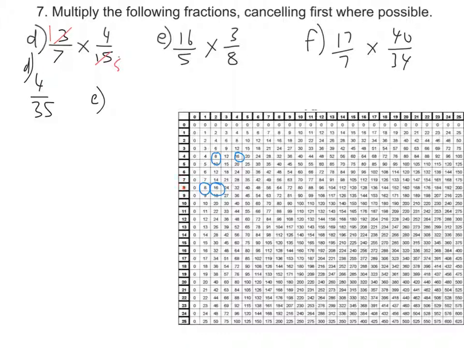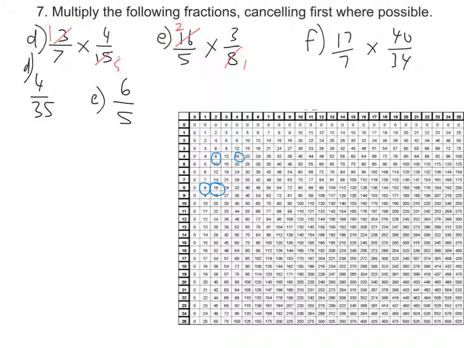So 8 divided by 8 is 1. And 16 divided by 8 is 2. Okay, now I can't simplify this way, so I go ahead and I multiply horizontally. So for question E, I have 2 multiplied by 3 is 6, and 5 multiplied by 1 is 5.